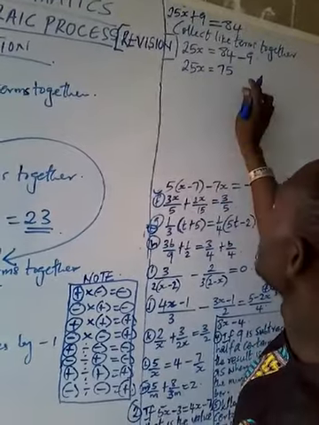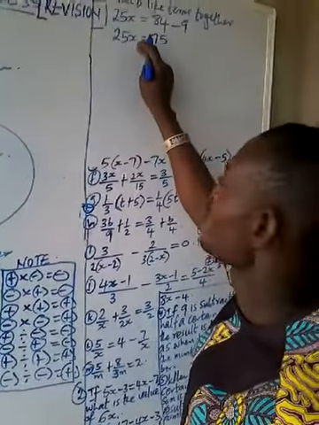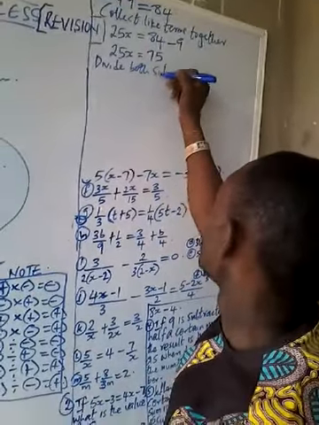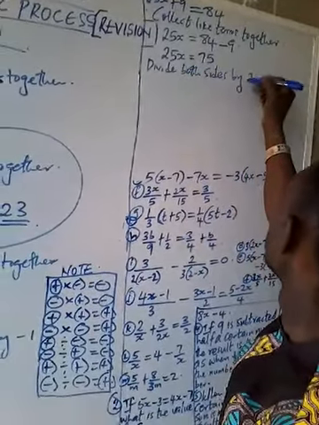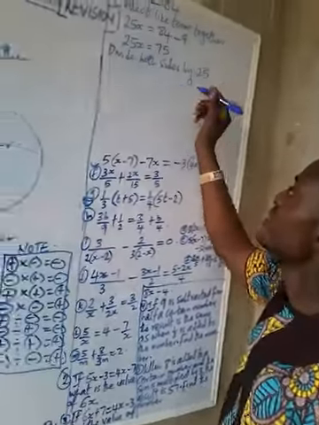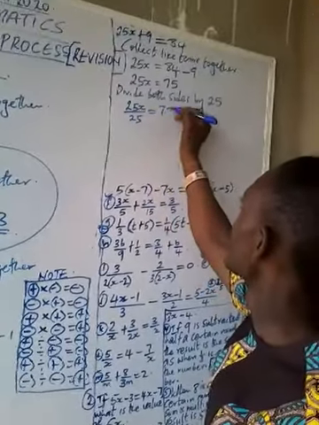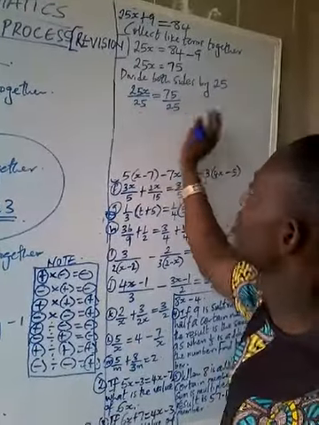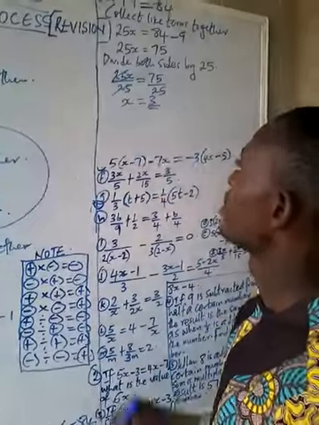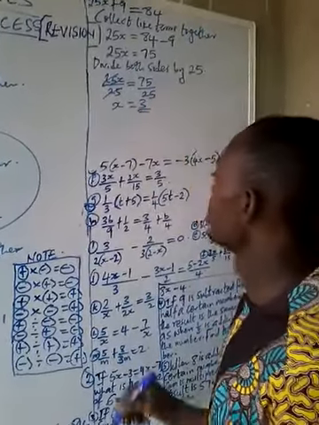Now you have a term like this. At this junction, you divide both sides by the coefficient of x, which is 25. So you say divide both sides by 25. Anything that is in front of that x is what you use to divide both sides. So you have 25x all over 25 is equal to 75 all over 25. You have divided both sides. Now what will be the result? Your x will be equal to 3, because 25 in 75 will give you 3.